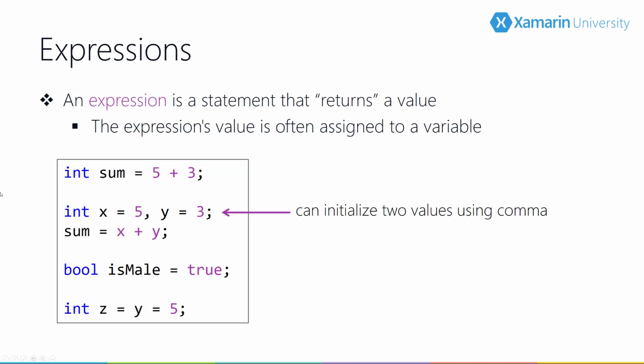sum = x + y. x + y is an expression, it evaluates to something. true is an expression, it evaluates to true. And down here, this is actually a little bit confusing. int z = y = 5. So what this is saying is, it's creating a new variable called z. The value of z is going to be the value of y. The value of y is going to be 5. So y becomes 5, which means z becomes 5.